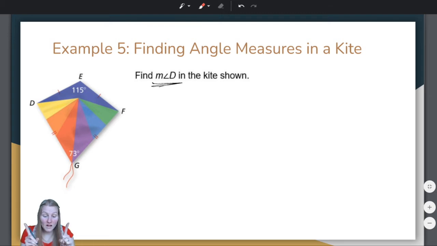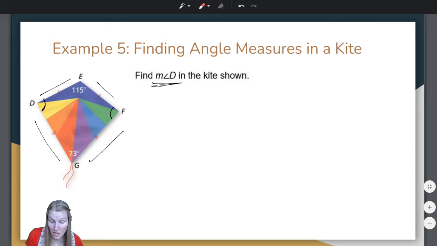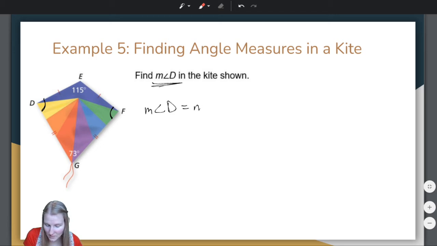All right, well, remember from the kite opposite angles theorem, we know that exactly one pair of opposite angles needs to be congruent. And it's the pair of angles in between the non-congruent sides. So the measure of angle D is the same as the measure of angle F. Now let's call it X. We don't know what X is.